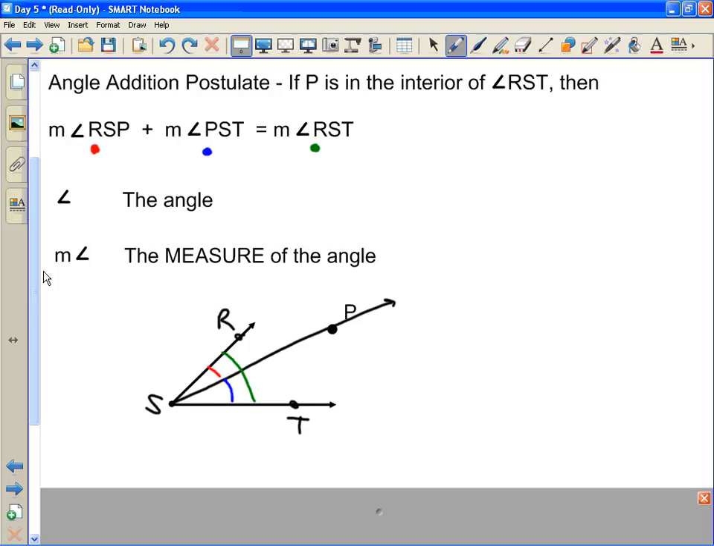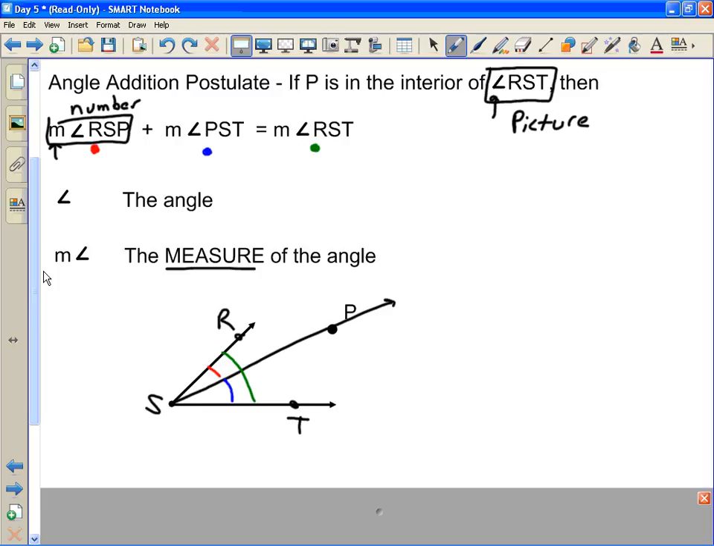Now there's a little notation here. You can notice I've got this angle symbol again. When I just have the angle symbol, this is talking about the picture. So angle RST, they're talking about this actual picture of the angle. If it's got the m in front of it, they're talking about the measure of the angle. So they're not talking about this red angle, they're talking about how many degrees that red angle is. So this is really a number. When you've got the m in front of it, that represents a number.